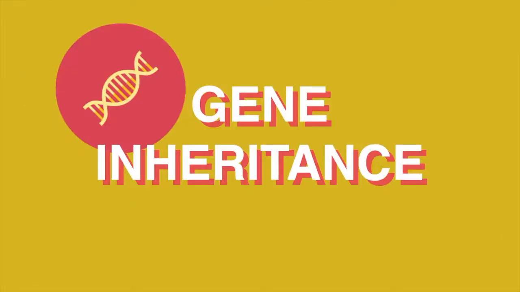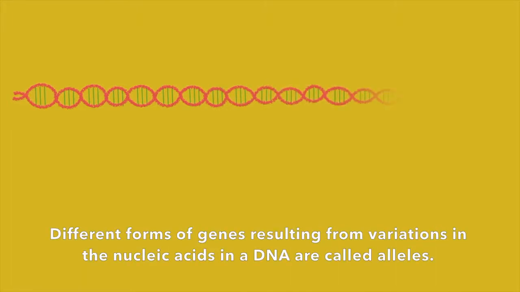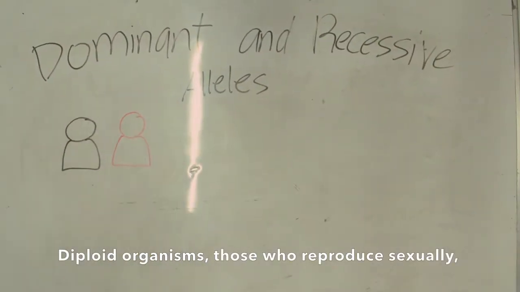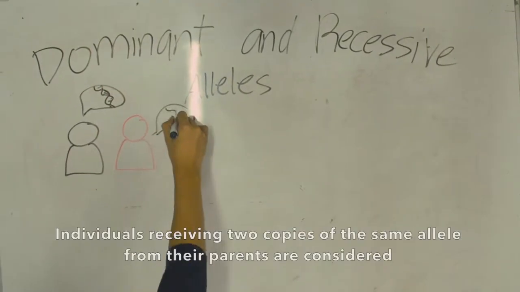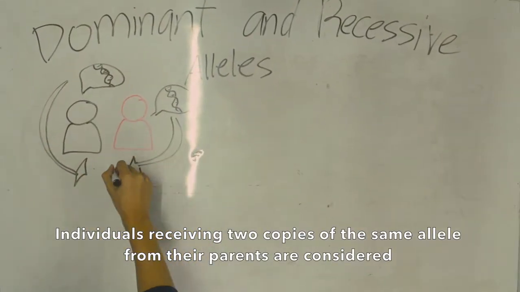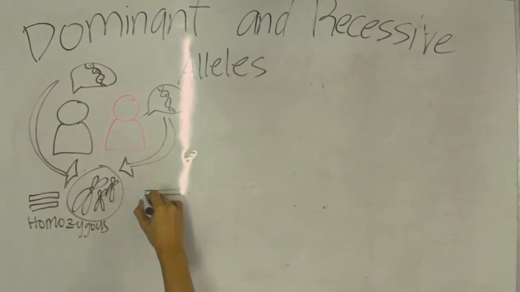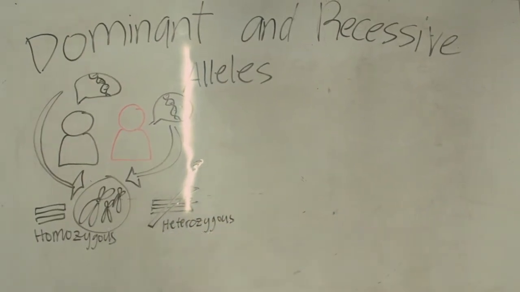Let's move on to the basic concept of gene inheritance. Genes are small sections of the DNA carrying the genetic information for a specific trait. Different forms of genes resulting from variations in the nucleic acids DNA are called alleles. Diploid organisms, those who reproduce sexually, receive a complete copy of an allele from each parent. Individuals receiving 2 copies of the same allele from their parents are considered homozygous, while those receiving different alleles from each parent are considered heterozygous.